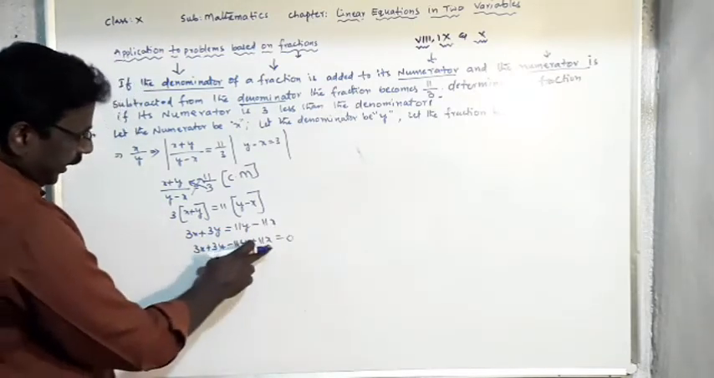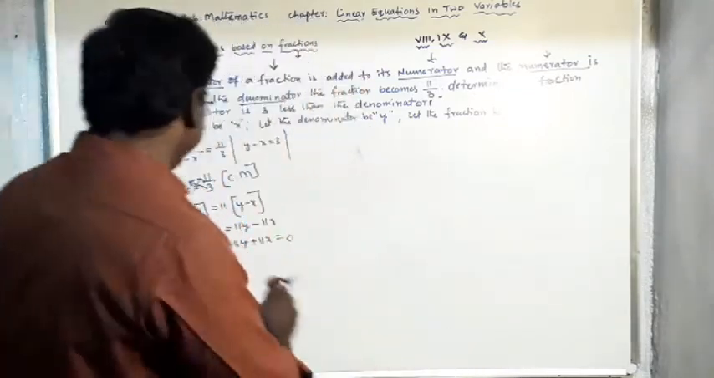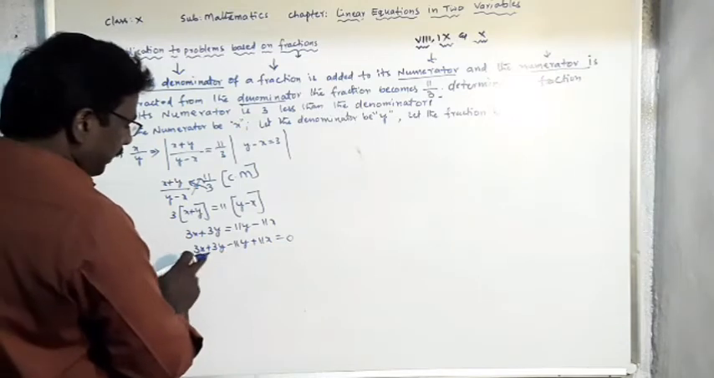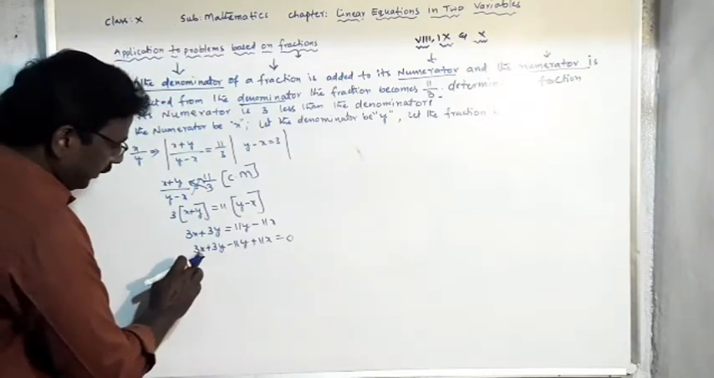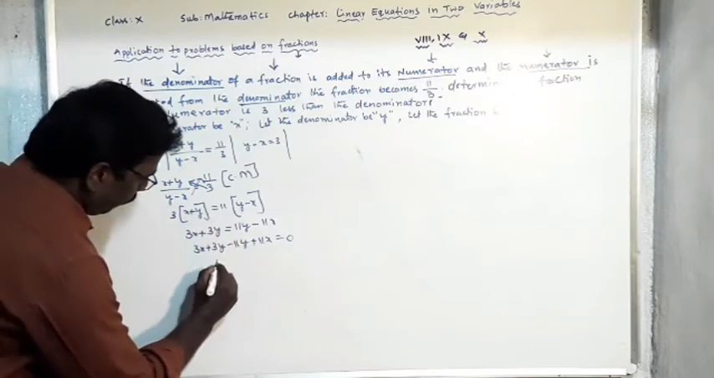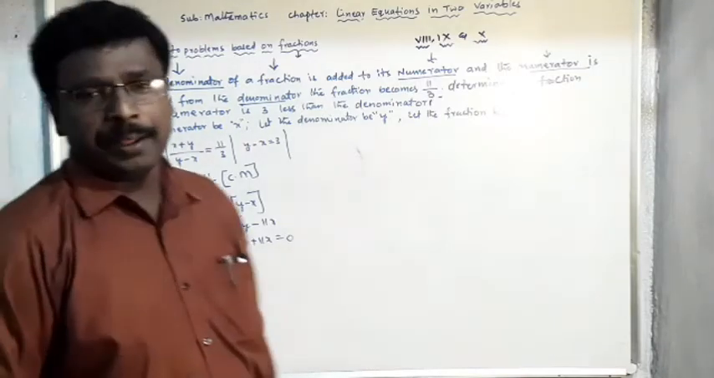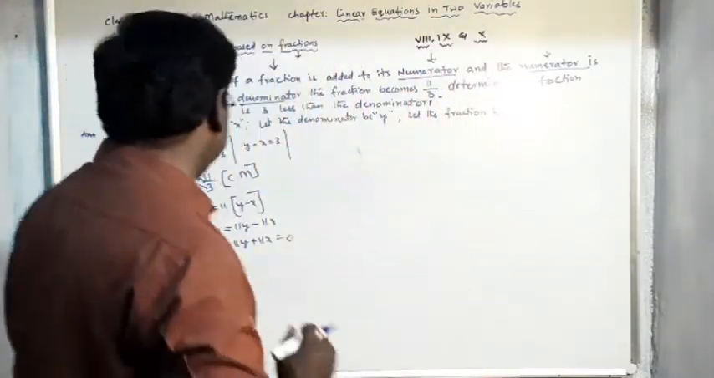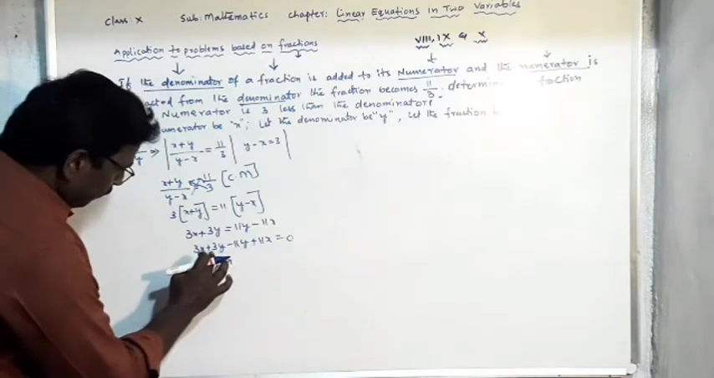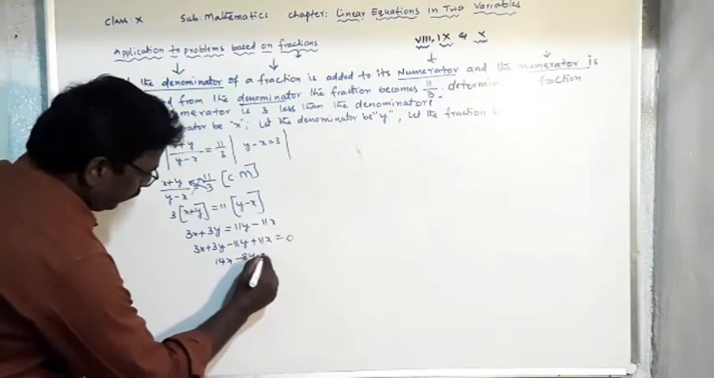Now 3x and 11x both are like terms. They have the same symbols, so you can add them. 3x plus 11x is 14x, and plus 3y minus 11y. Both have different symbols, so you can subtract. Plus 3y minus 11y is minus 8y, equal to 0.